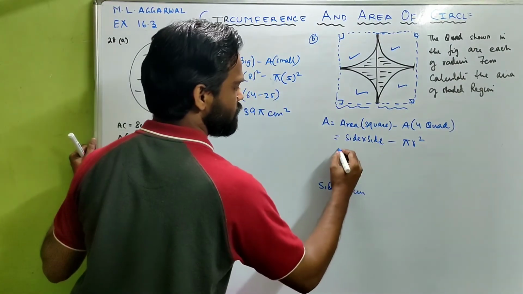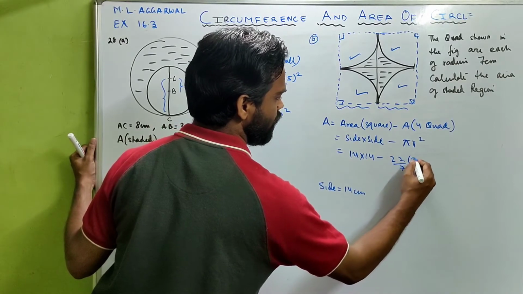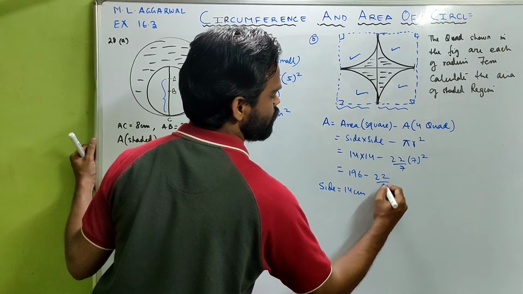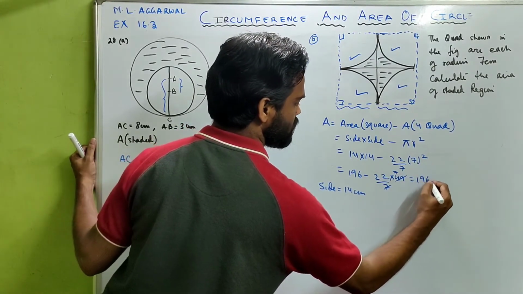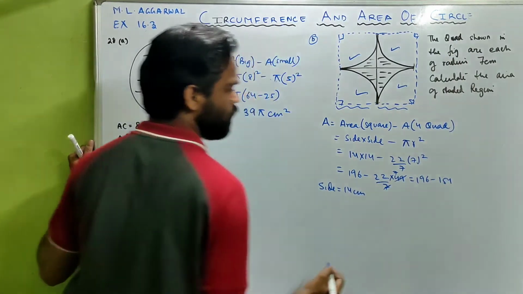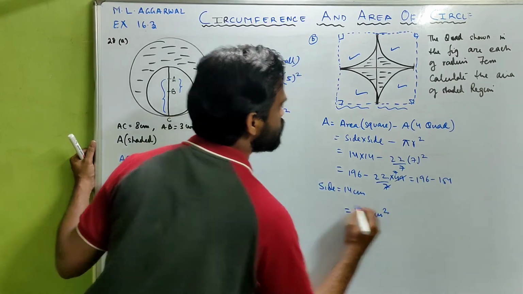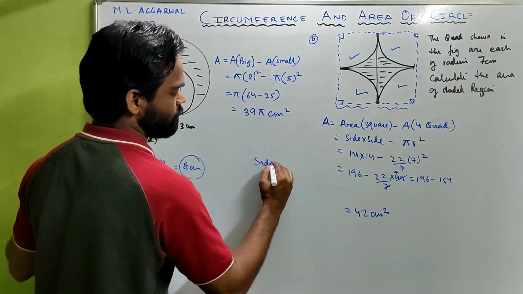pi r square. So that's 14 multiplied by 14 minus 22 by 7, r is 7 square. That's 196 minus, this is 22 by 7 multiplied by 49. This is 7 times 196 minus 154. Isn't it? That's 42 centimeters square. Done. Am I clear?